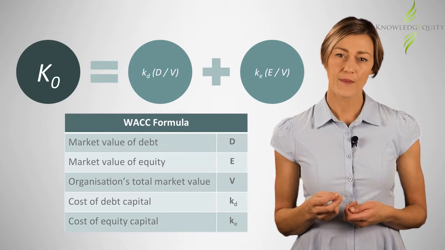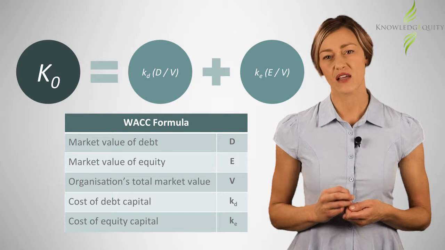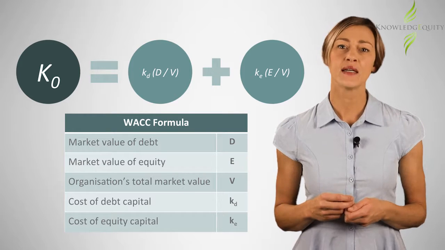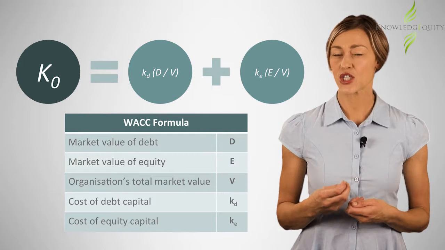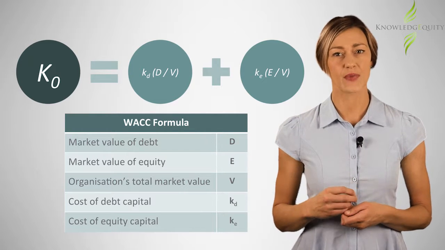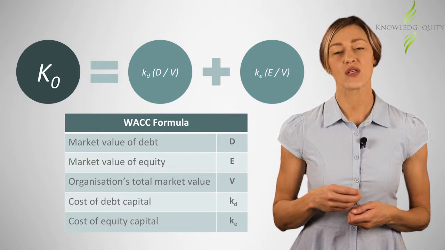So in the formula, we have D, which is the market value of debt. E is the market value of equity. V is the organisation's total market value. KD is the cost of debt capital, and KE is the cost of equity capital. Note that the WACC formula can be amended to incorporate taxes and other types of capital, such as preference shares.